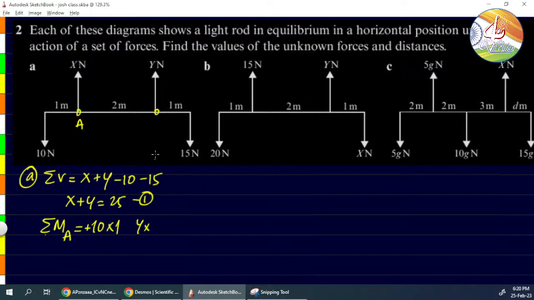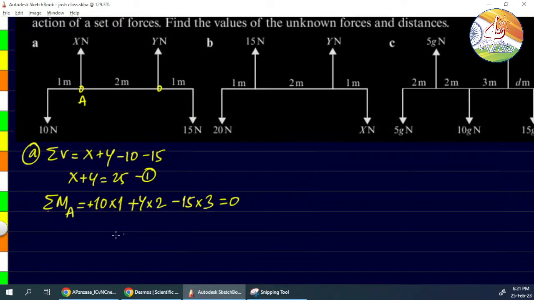For y the distance is 2, and this is going anticlockwise, so positive. And then 15, total distance 3 we need to take, and this is going clockwise, so minus. This total should be equal to 0. So 2y equals 15 times 3, which is 45, minus 10 on the other side. So we get 35 by 2 as the value of y, that is 17.5.